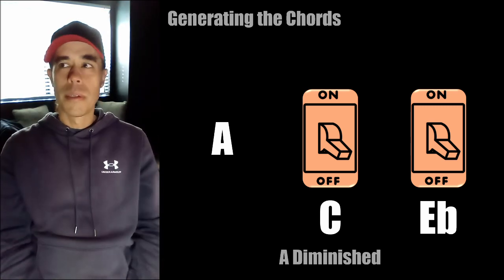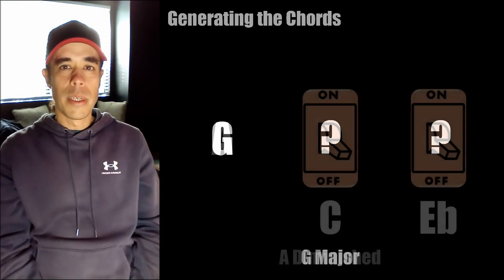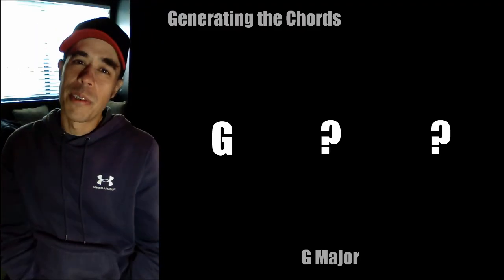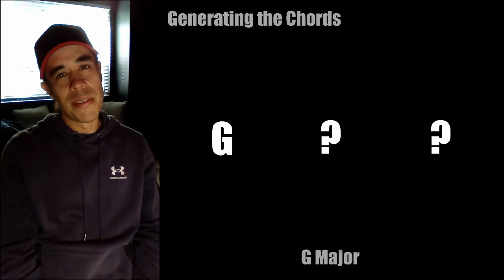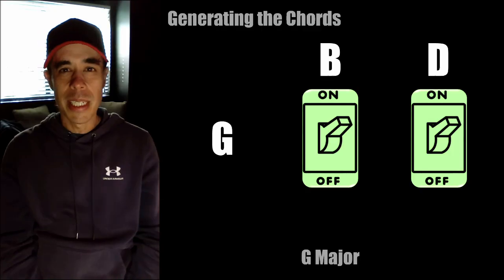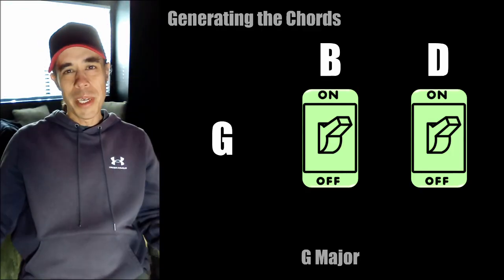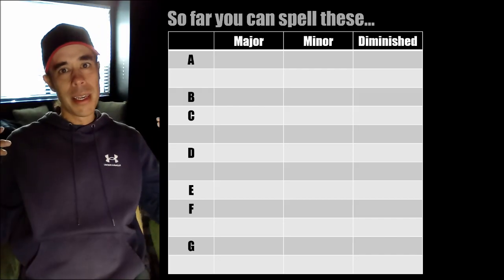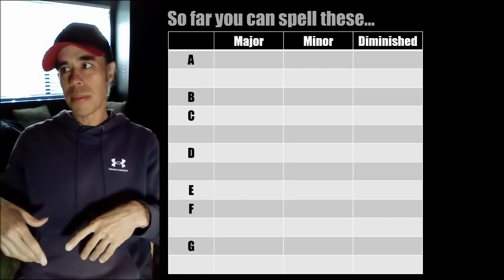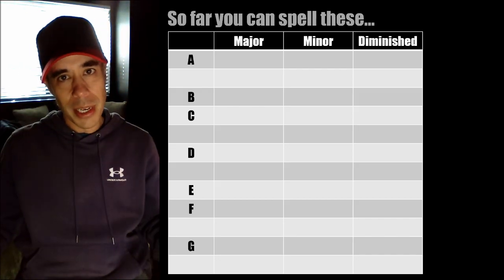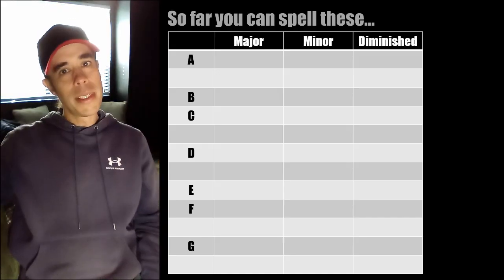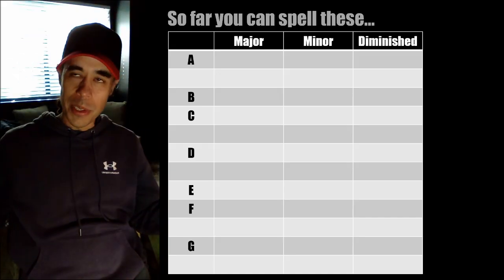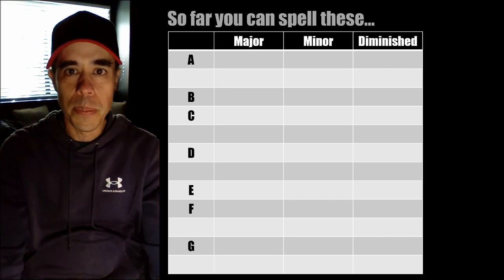Okay, so last one. What is G major? That's kind of a trick question. You should already know that one. G major is in the key of C. It's already a major chord, G, B, D. No sharps or flats. So at this point, hopefully you can spell any chord, major, minor, or diminished, as long as the root of the chord is a natural note. So A, B, C, D, E, F, G, major, minor, diminished, you can spell all those. It's like 21 chords you can spell off the bat.